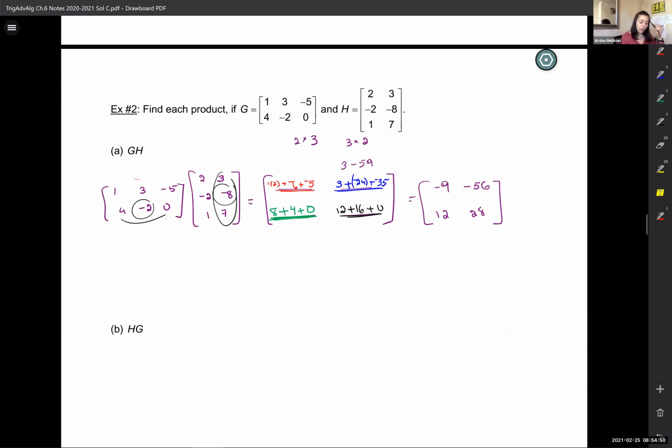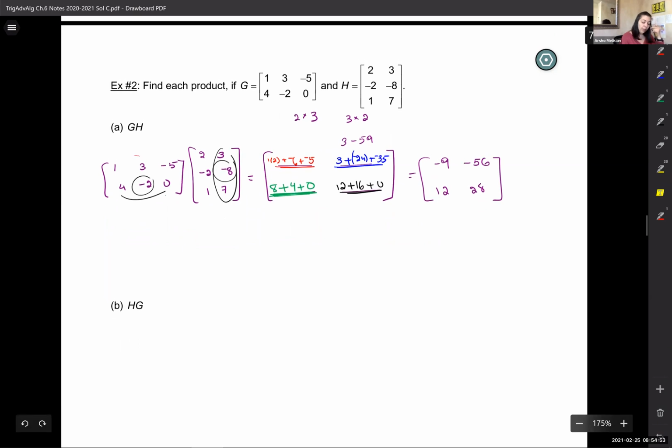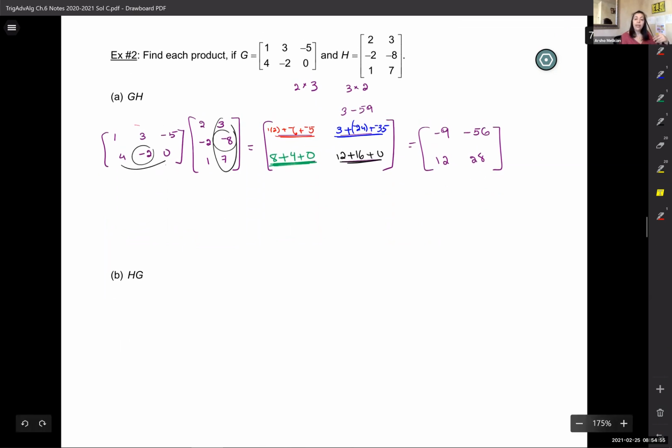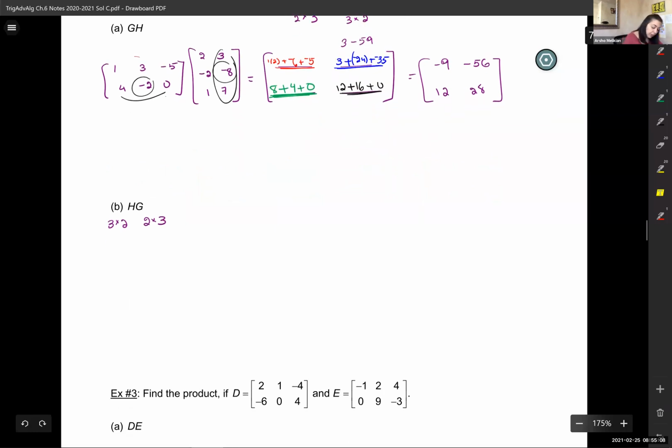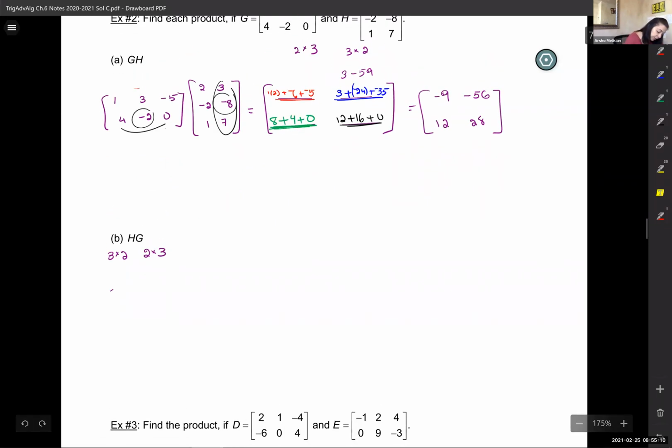Okay. All right. Well, what about HG now? For HG now, we're going to switch the order, right? Well, let's see. Can you even multiply them? H is a 3 by 2. G is a 2 by 3. Oh, yeah, okay, you can multiply them. So let's write them down here.